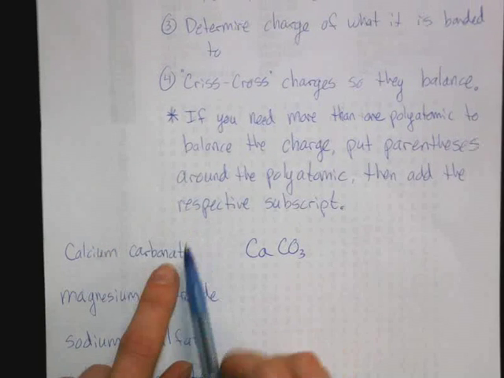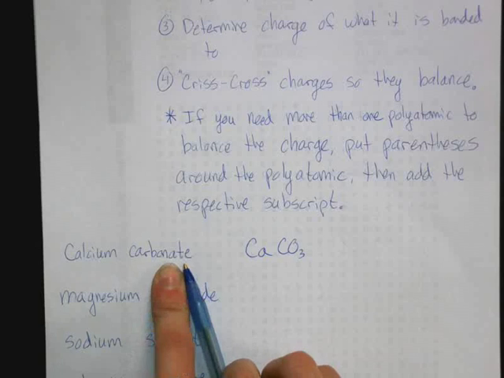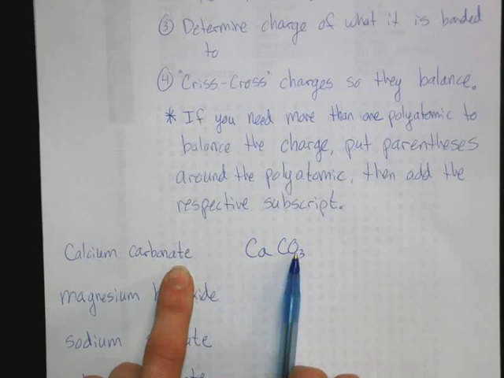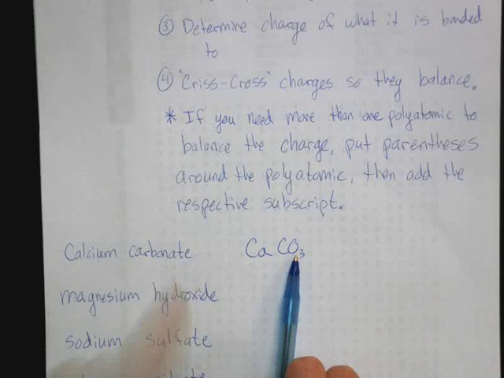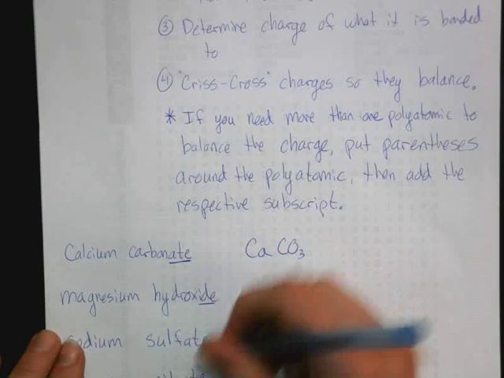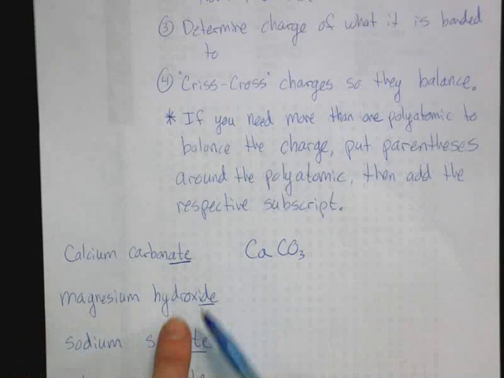Now, I know that it's a polyatomic and not just carbon because it ends in ATE. If it had an IDE ending and said carbide, then it wouldn't be a polyatomic. It would instead be just carbon. So I can look at the ending to make sure I have my polyatomics.